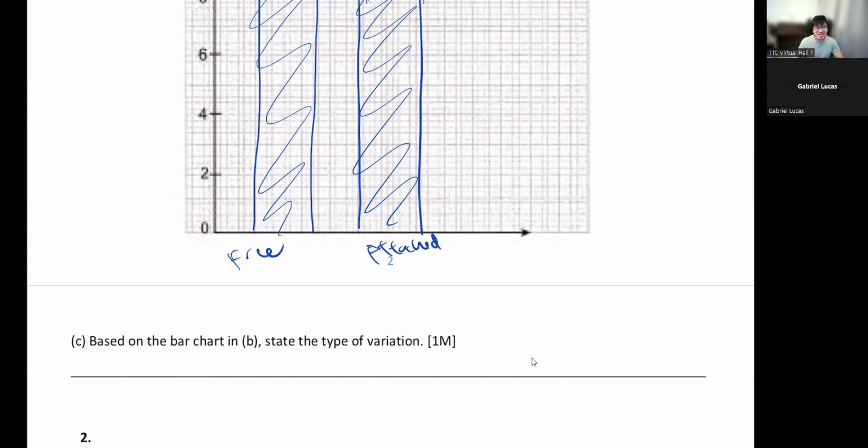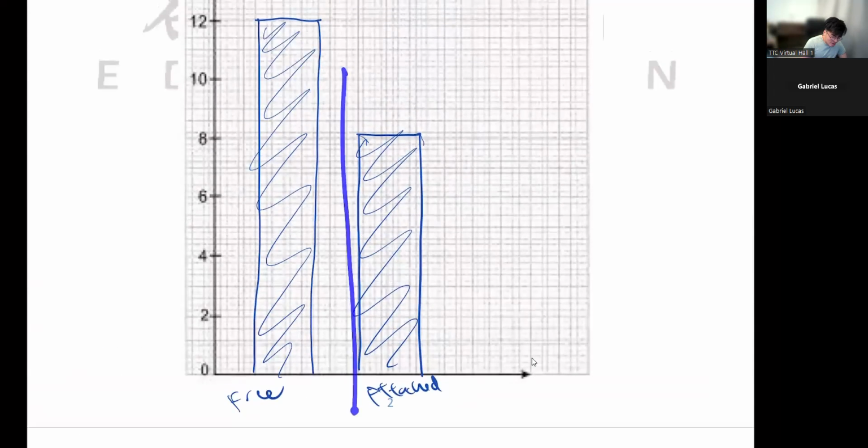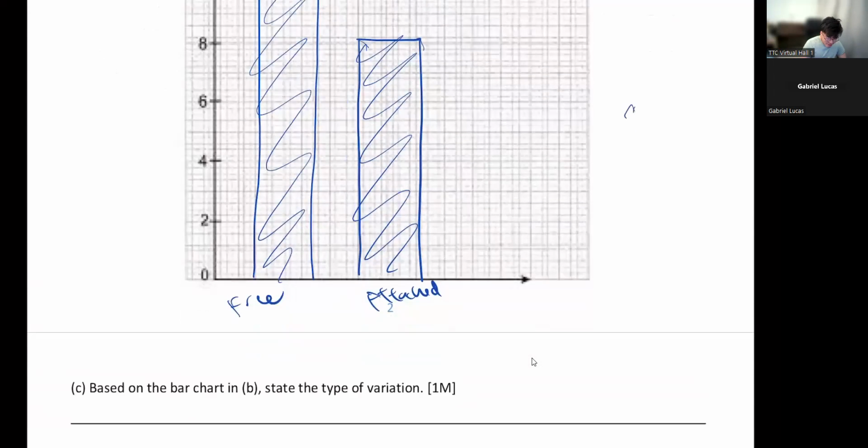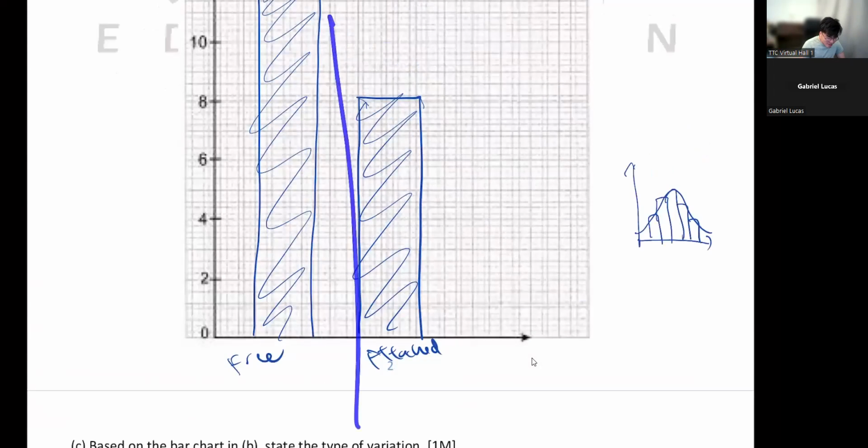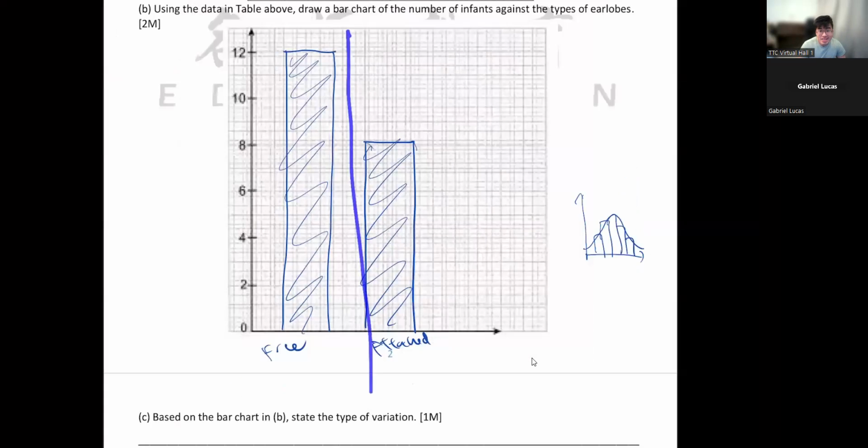Wait, do you remember? There's only 2. One that looks like this, and then one that looks like this. If I tell you, I will say the answer already. Genetic variation, you have 2. What variation? This is called discontinuous, and this is called continuous.